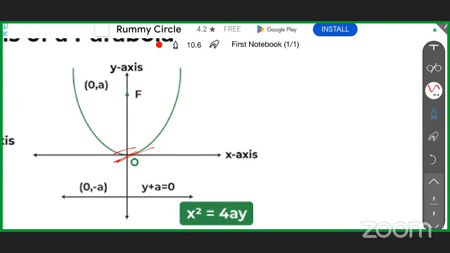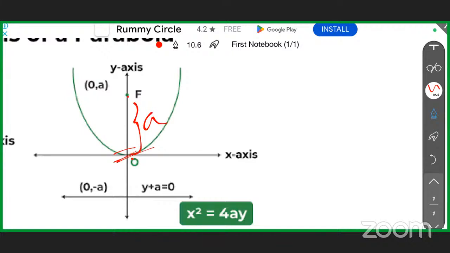4ay positive means it should be on the positive direction of the y-axis. This is an upward parabola. So the focus will be within the upper parabola, on the positive y-axis. Therefore, the coordinates of the focus will become (0, a). Why? Because the x coordinate will be 0 and the distance from the origin to the focus will be a.